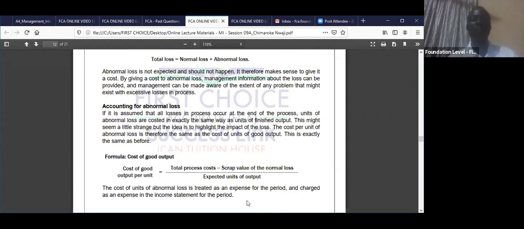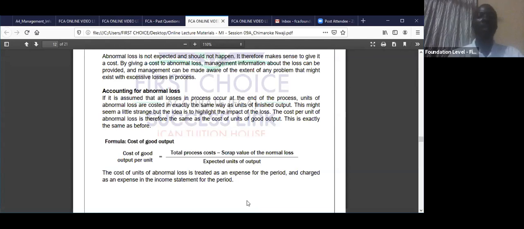Accounting for abnormal loss. It is assumed that all losses in process occur at the end of the process. That's the first assumption. Units of abnormal loss are costed the same way as finished output. So it is assumed that the losses occur at the end of the process. That is it. Now, this might seem a little strange, but the idea is to highlight the impact of the loss. Yes, it might seem a little strange.